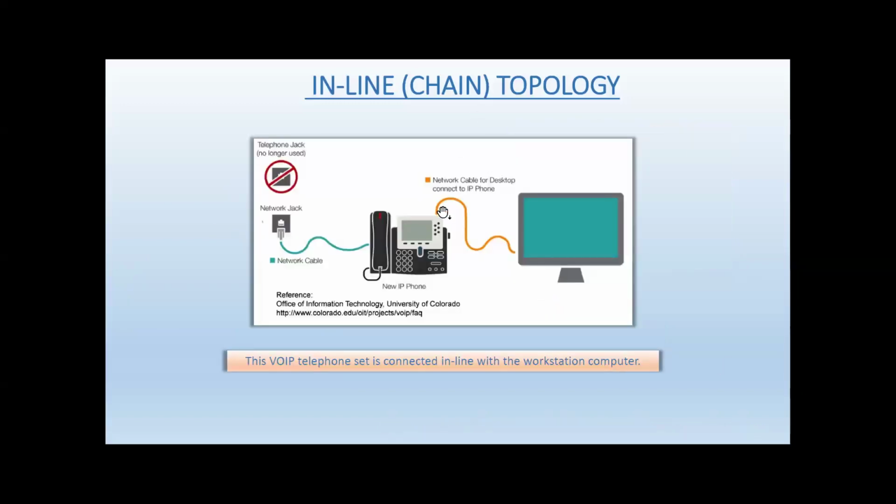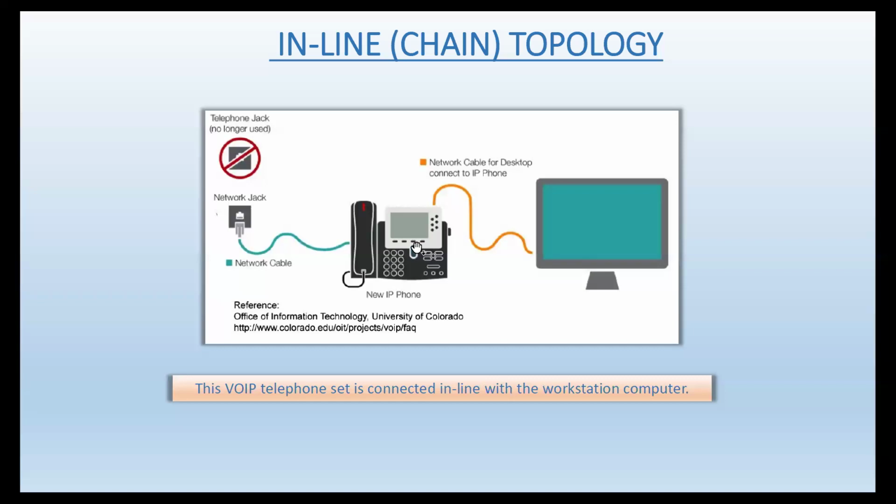Now here's another real-life example, used in huge department stores, like for example Home Depot. I use Home Depot a lot, and I'm not associated with any of those places. Inline chain topology: let's say this VoIP telephone set is connected inline with the workstation computer.